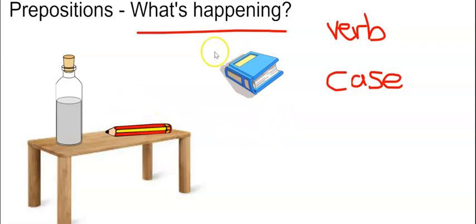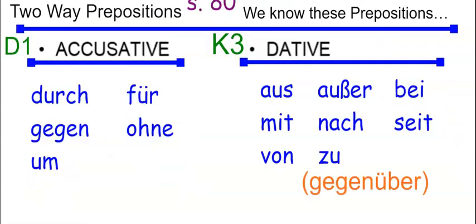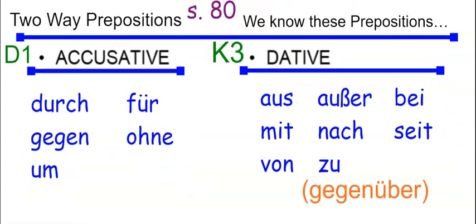And that's what we're going to be exploring today. What happens with certain prepositions? We're going to be looking at what are called the two-way or the Wechselpräpositionen, the changeable prepositions. So, things you already know. If you have my book, then Seite 80 is where we're at today.